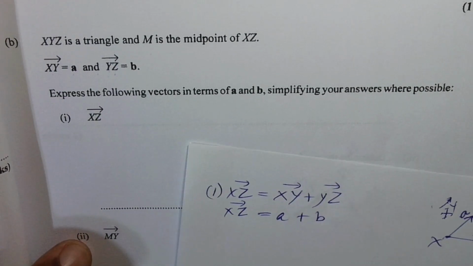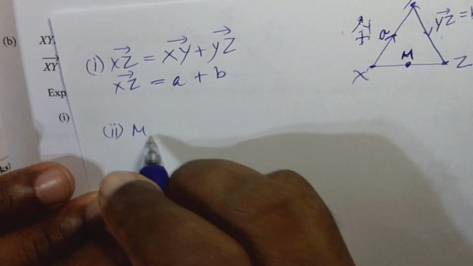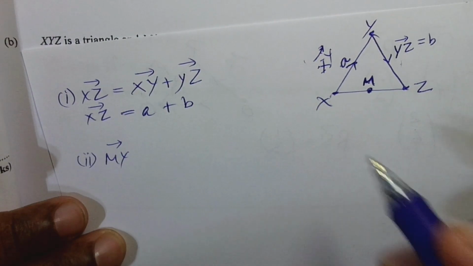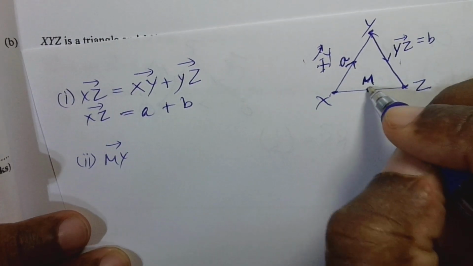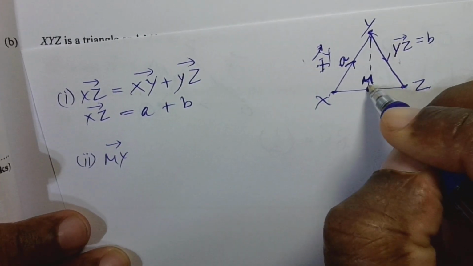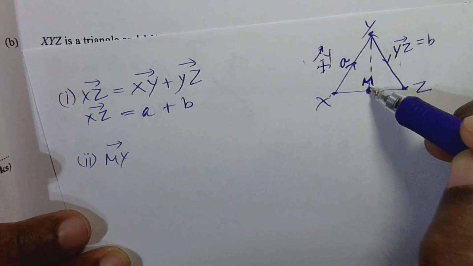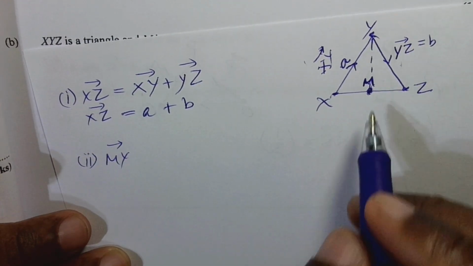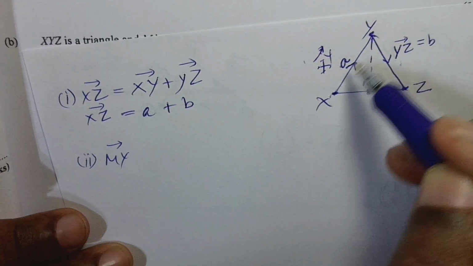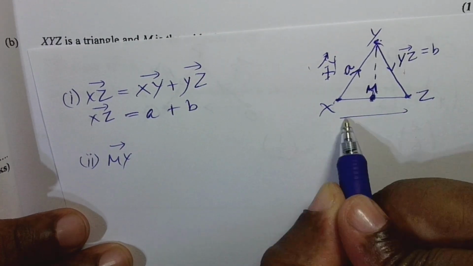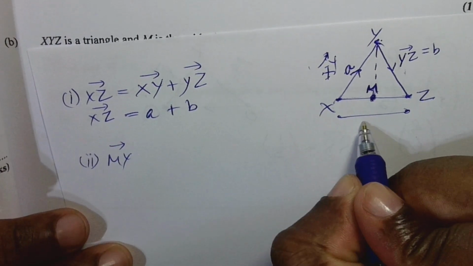And the next one is vector MY. It's right here. So that's the second part. We want vector MY. In other words, we want to go from the point M to the point Y. How do we go from M to Y? Well, we can say we're going from M to X, and then from X to Y. We know the vector here, the vector from here to here, which is parallel to this, which is the same as this in essence, is going to be vector A plus B.